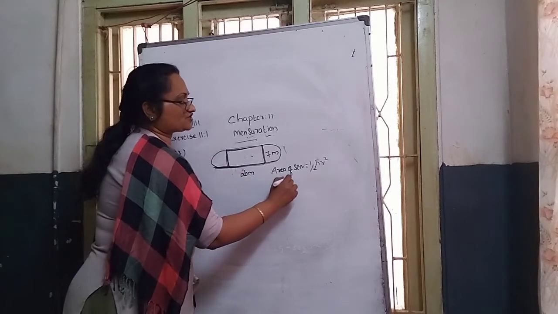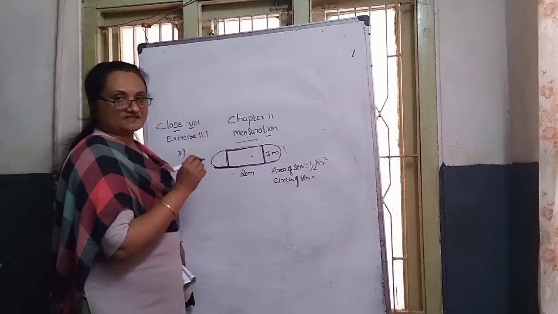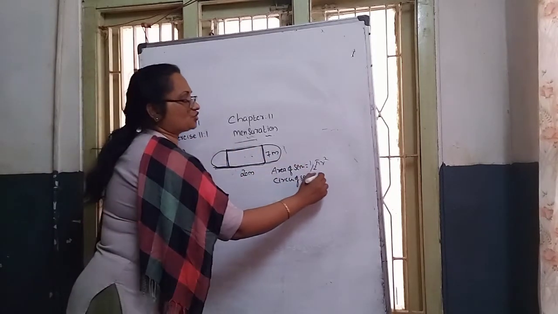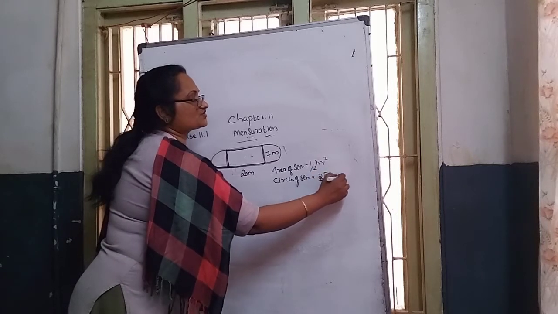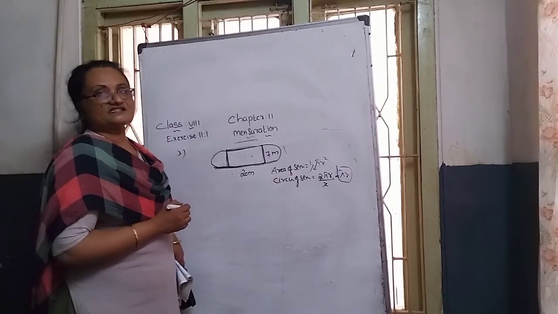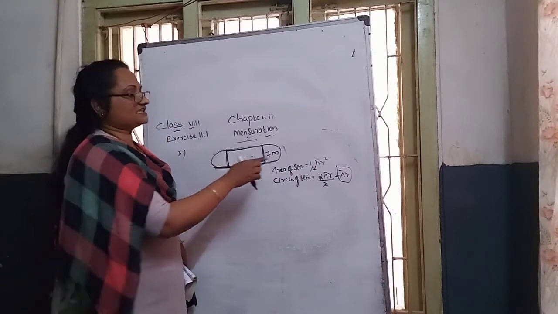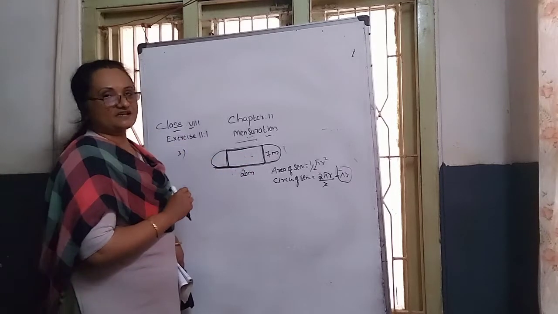Then the circumference of a semicircle, how to find it? Usually circle circumference is 2 pi r. Here a semicircle means half, so the 2 cancels. So pi r is the formula for finding the circumference of the semicircle. Remember these two formulas also. They are useful in this question.